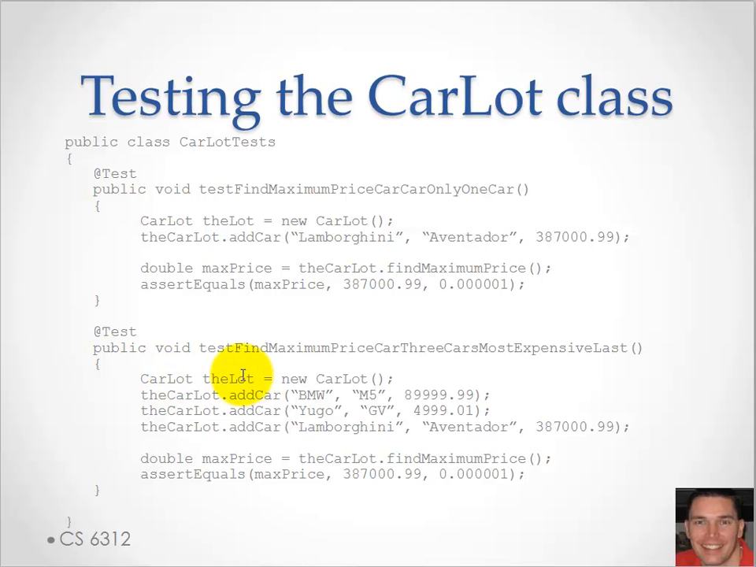I create a new CarLot object. I add my cars. I call the method. Then I'm verifying that that method is going to return what my expected result is. When I run those test cases, it treats each one of these methods independently. So it's going to run this test case, then it comes back and it's going to run this test case completely separately. So in here I need to reinstantiate my CarLot object because these are 2 separate tests.